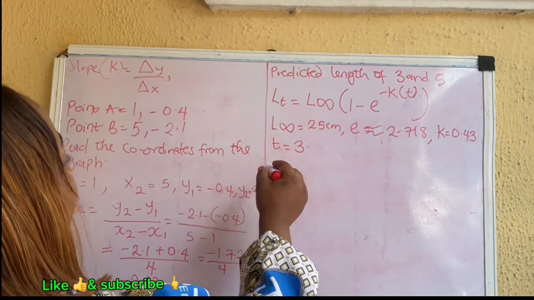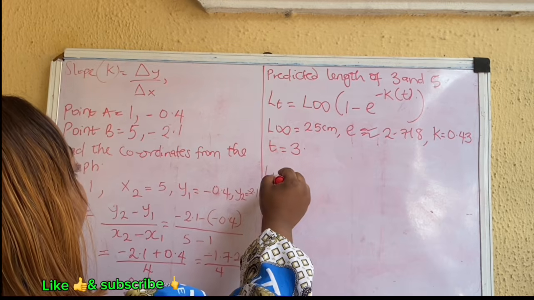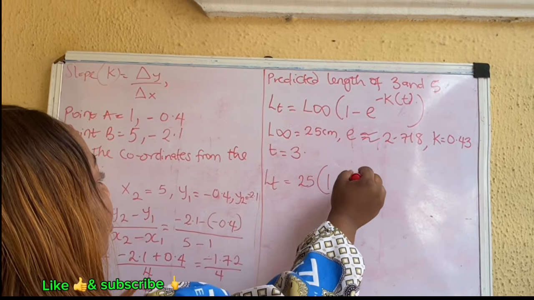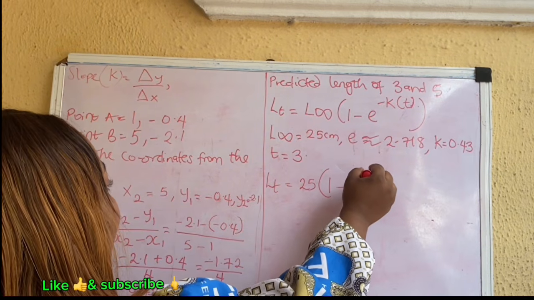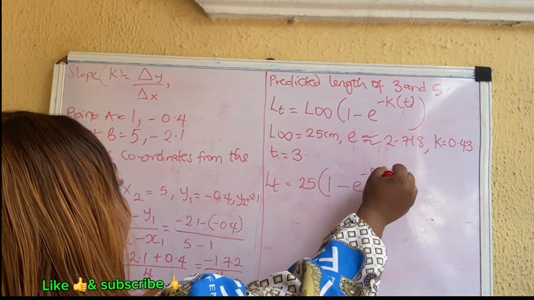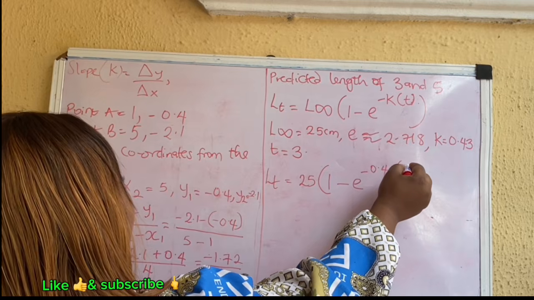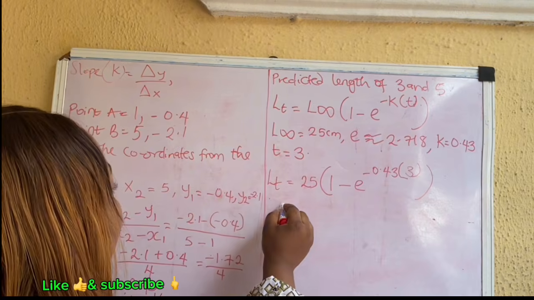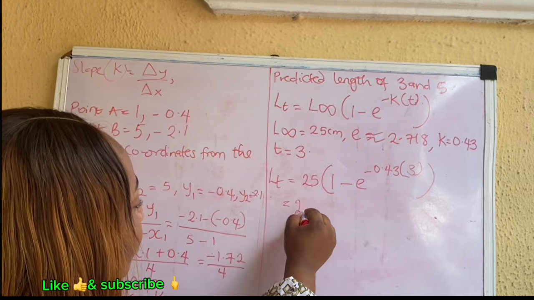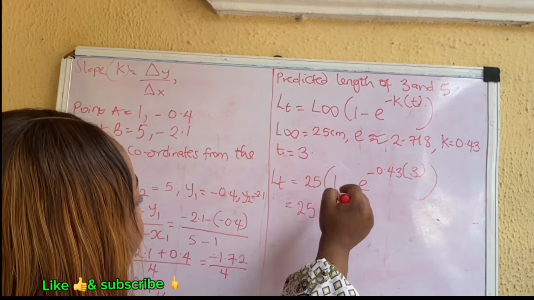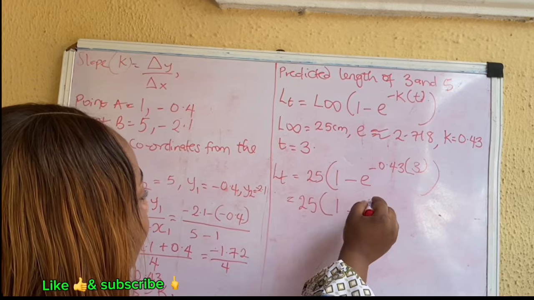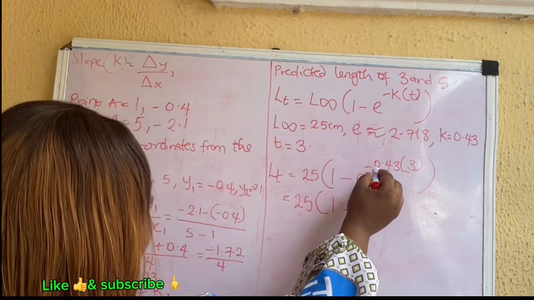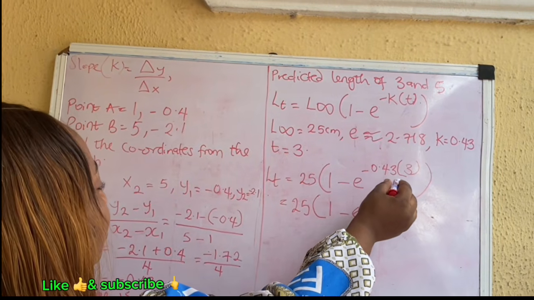So what you do is bring the formula: equal to 25 bracket 1 minus E raised to minus 0.43, which is the K, bracket T, which is 3. Then this is equal to 25. Let's open this. 1 minus E to the power of 0.43 times 3.